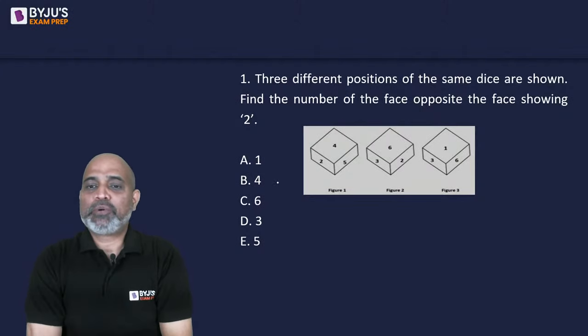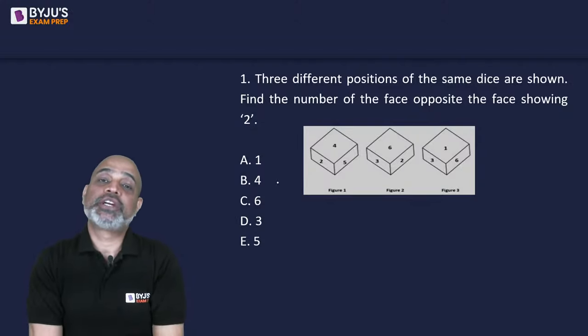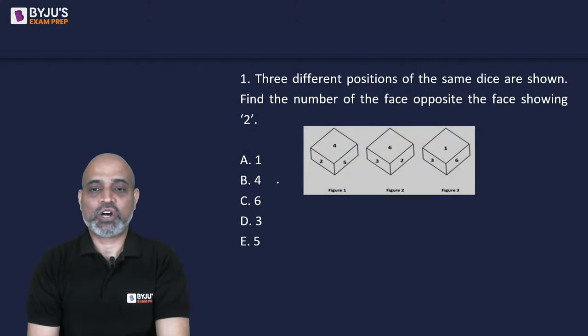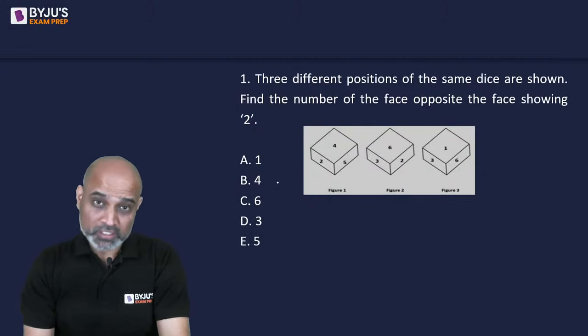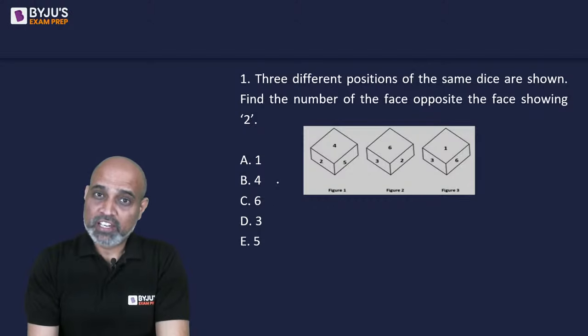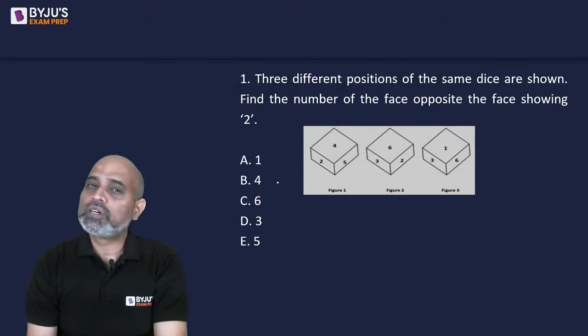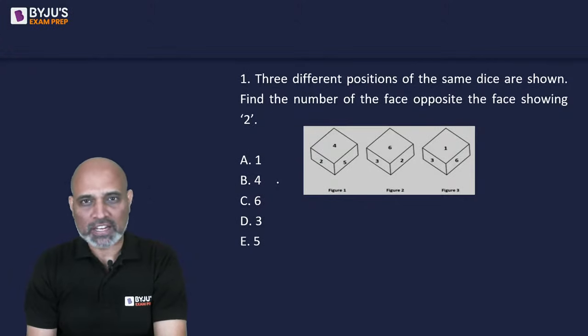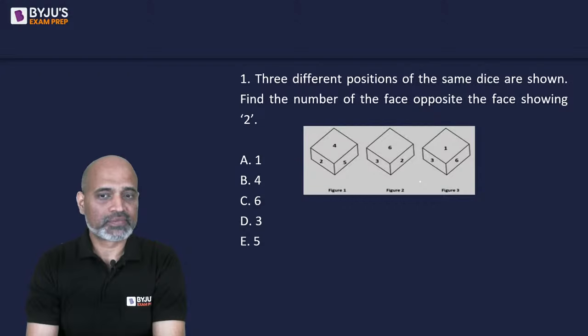So 3 different positions of the same die are shown. Find the number of the face opposite the face showing 2. So how do we solve such questions? Out of the 3 figures that you have of the same die, what you need to do is find out 2 figures such that there is only one number common, or in other words, there is only one face which is similar. So if I look at figure number 1 and 2, you will find 2 is the only face that is common, right?